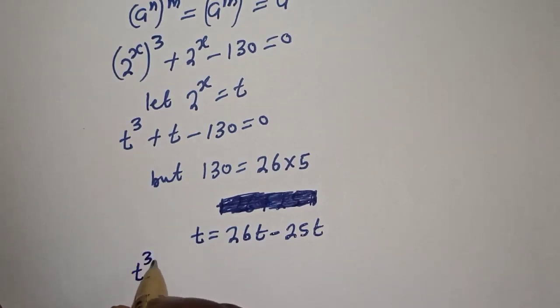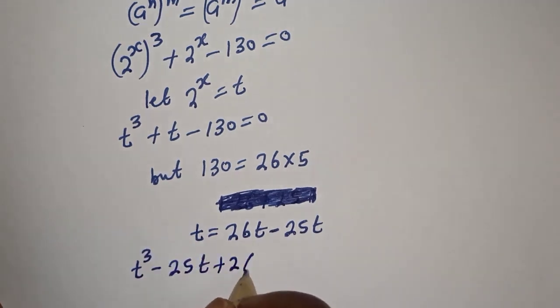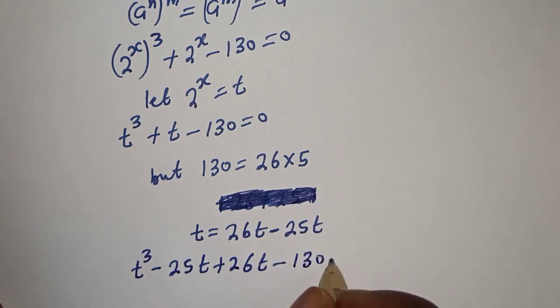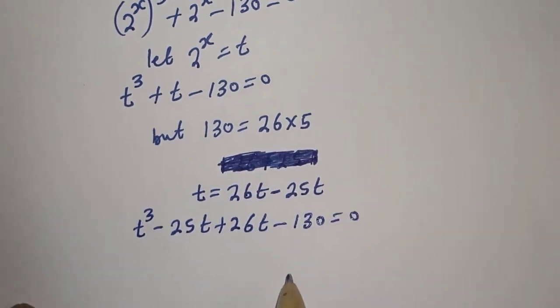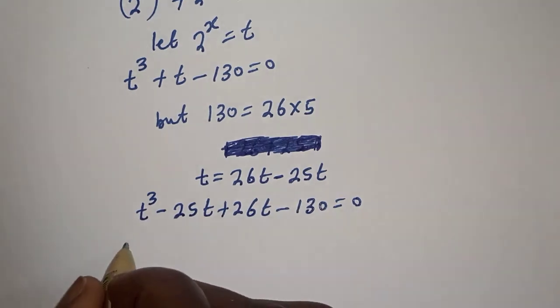t raised to power 3 minus 25t plus 26t minus 130 is equal to 0. Now here, t is common here. We can factor t out.